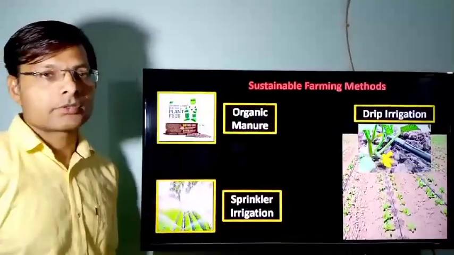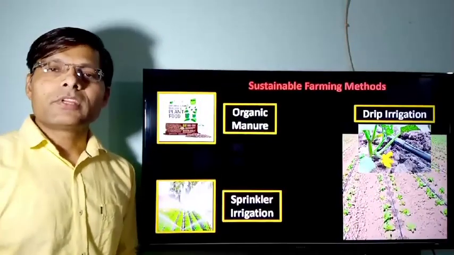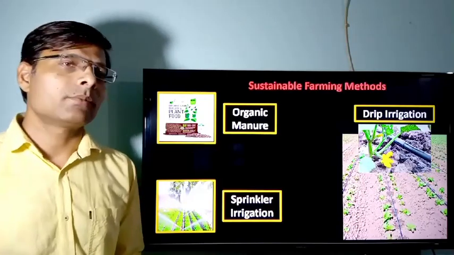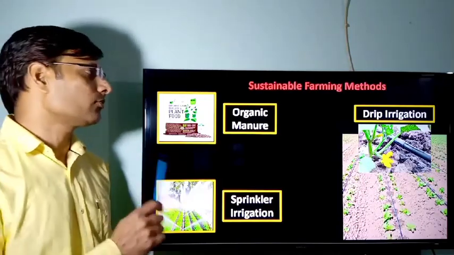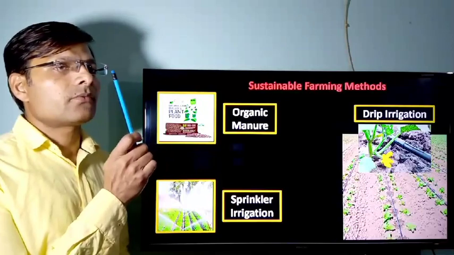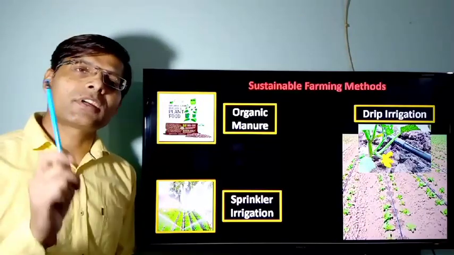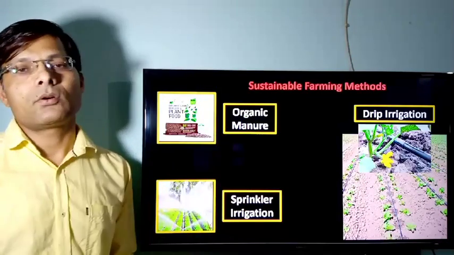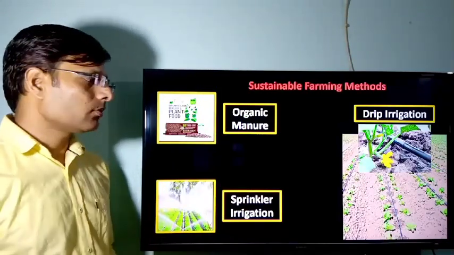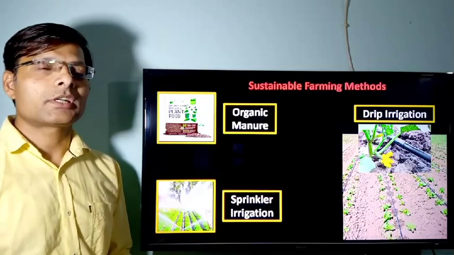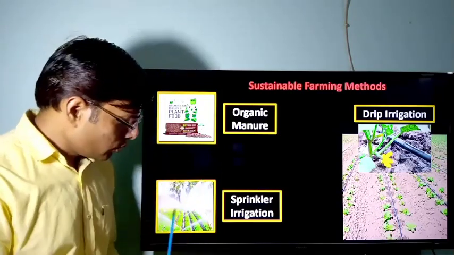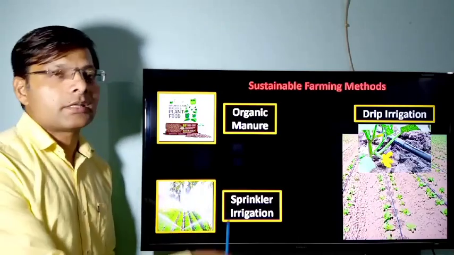How? You must know. We can adopt sustainable farming methods. So what are these sustainable farming methods? In place of using chemical fertilizers, what can we use? We can use organic manure. In place of using tube well water and flooding the land, what can we do? We can use sprinkler irrigation.